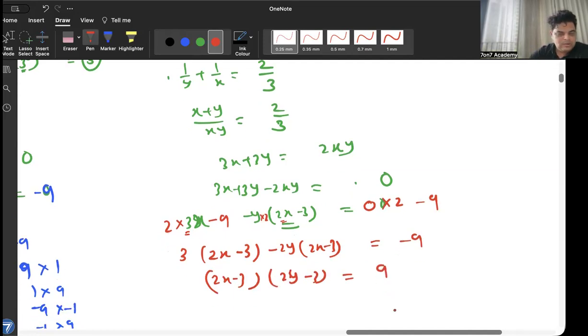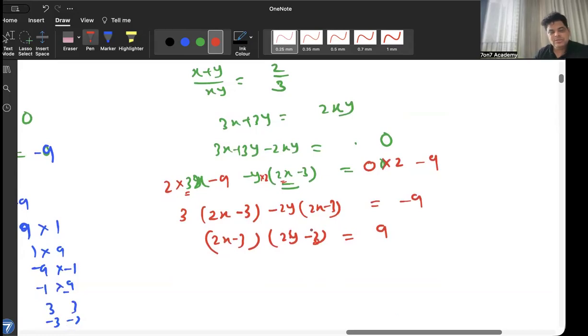Agree? Now to get integral solutions, you have to be careful this time, because if you write here 3 into 3, then you'll get 2x minus 3 is equal to 3. So 2x is equal to 6. x is equal to 3. But if you write here 1 and 9, then still you will get it. So every time you'll get odd, because this is an odd number. When you add 3, it becomes even, then divide by 2 will be even. So you will get again the same number of solutions.